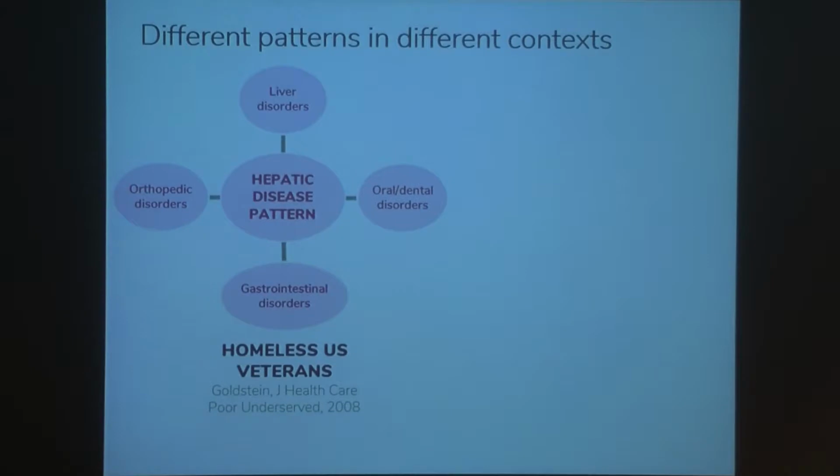Another example is a study carried out among homeless US veterans. One of the patterns that the authors identified was called the hepatic disease pattern. Of course, this pattern responds to a very high prevalence of alcoholism, which brings together both liver but also gastrointestinal disorders. And we see that oral, dental, and also orthopedic disorders cluster together in this pattern, probably due to the limitations that homelessness imposes on self-care.